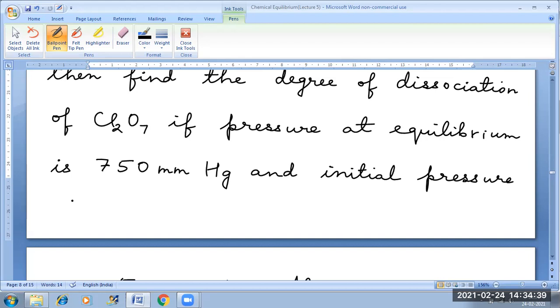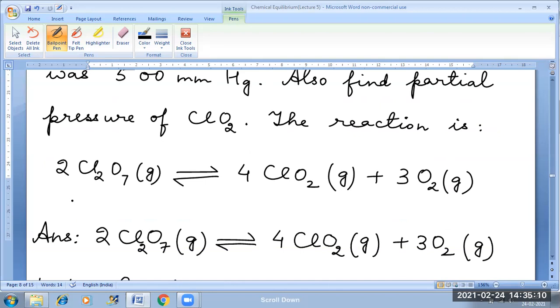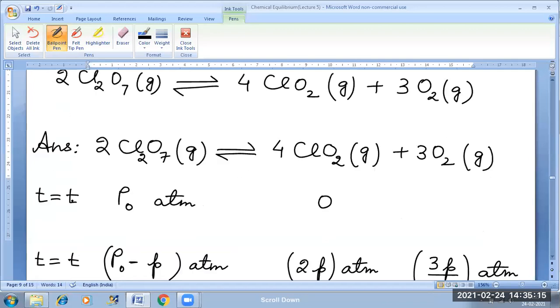That means the pressure of 750 millimeter mercury is because of the partial pressures of all the components present. So the pressure at equilibrium is nothing but equal to the sum of partial pressures of all the reactants and products. That means 750 millimeter mercury is the total pressure at equilibrium. So now I can start the reaction in this way because I have been given the reaction in the question. I can write the reaction and then start working in terms of pressures.